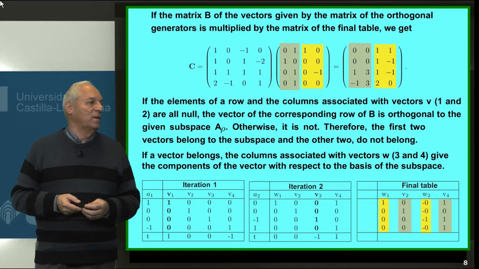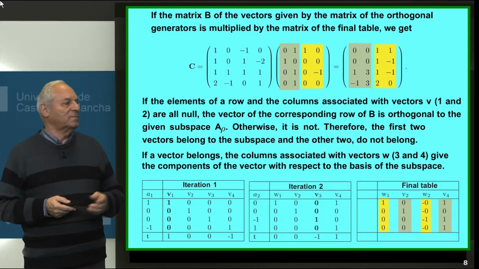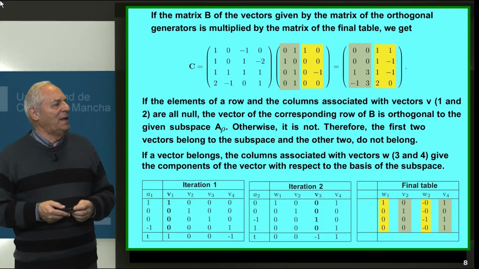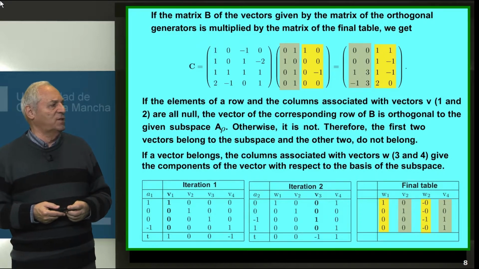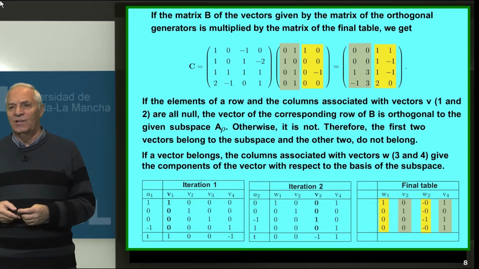What happens with this matrix? Well, very simple. By multiplying these vectors by the first two columns, we obtain the last two columns, those that appear in brown.